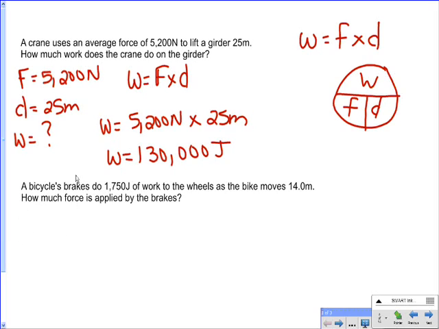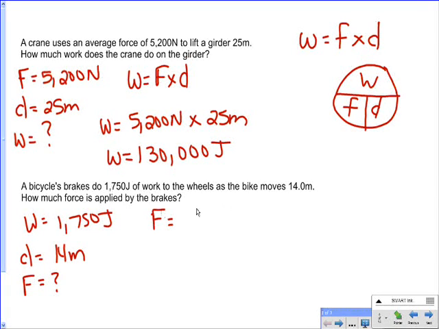Now, let's go ahead and look at number 2. And it says a bicycle's brakes do 1,750 joules of work. So that tells you immediately right off how many joules of work were done to the wheels as the bike moves 14 meters. Meters, remember, always measures distance. So our distance is 14 meters. How much force is applied by the brakes? So that question tells us that's what we're looking for. And whatever we're looking for, we start filling out our formula. F equals what? If you go to our circle, you cover up the F, and it tells you that work divided by distance equals force. So let's fill in our equation or our formula with numbers.